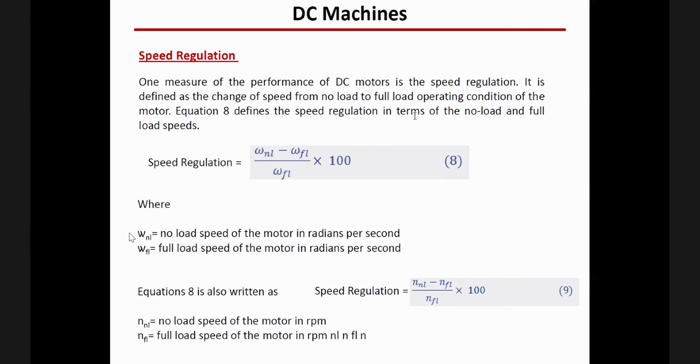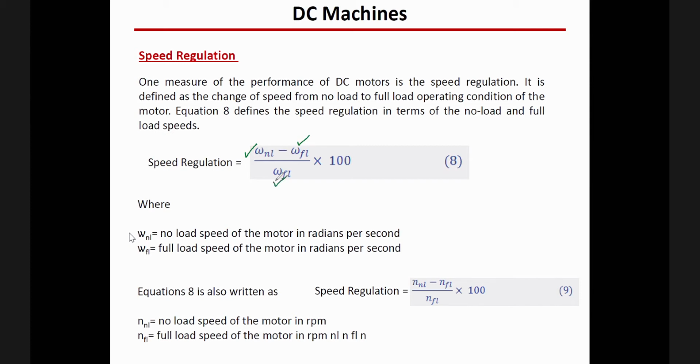Let's see the equation, which we already know, but now with different parameters. Speed regulation is omega NL, which is the angular speed at no load condition in radians per second, minus omega FL, which is the full load speed, divided by the full load speed. What we are saying here is that the speed will be different if there is no load connected and if there is full load connected. What type of load are we talking about in motors? It's not electrical load, it's mechanical load, right? If we have mechanical load connected to the motor, the speed will be different. And how different the speed is, this is the speed regulation.